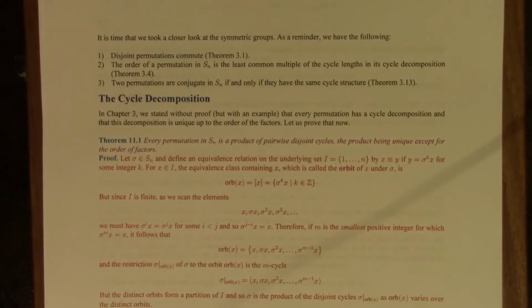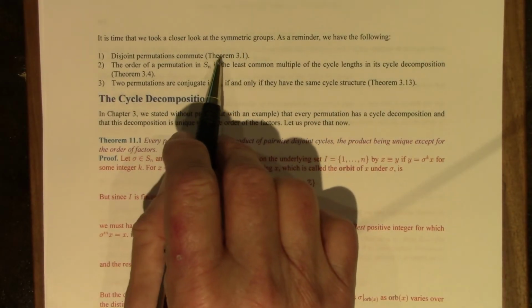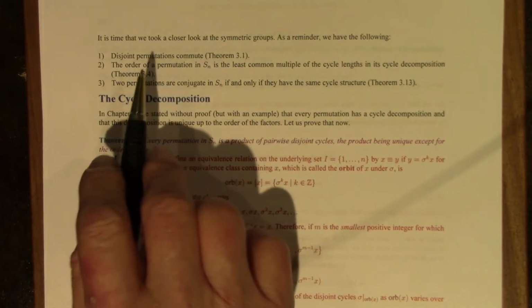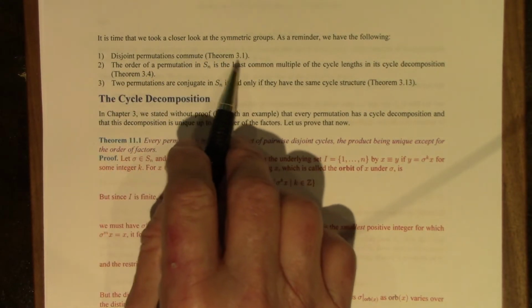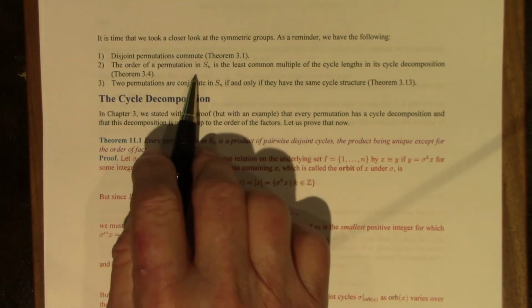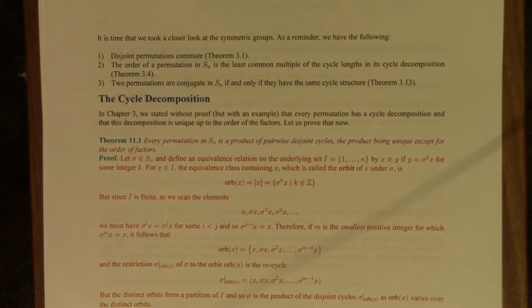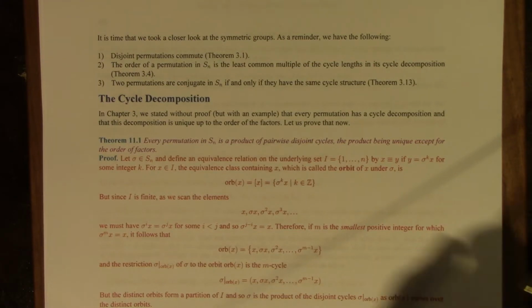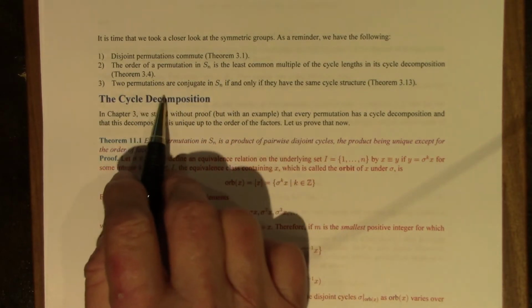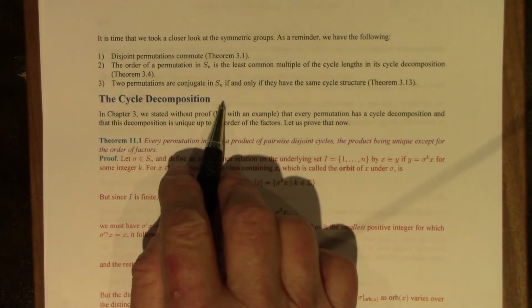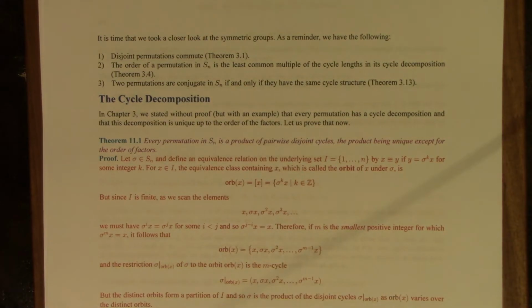Just as a reminder, in chapter 3 we did discuss the following. Disjoint permutations commute. That was theorem 3.1. The order of a permutation in Sn is the least common multiple of the cycle lengths in the cycle decomposition of the permutation. That was theorem 3.4. Two permutations are conjugate in Sn if and only if they have the same cycle structure. And that was theorem 3.13.